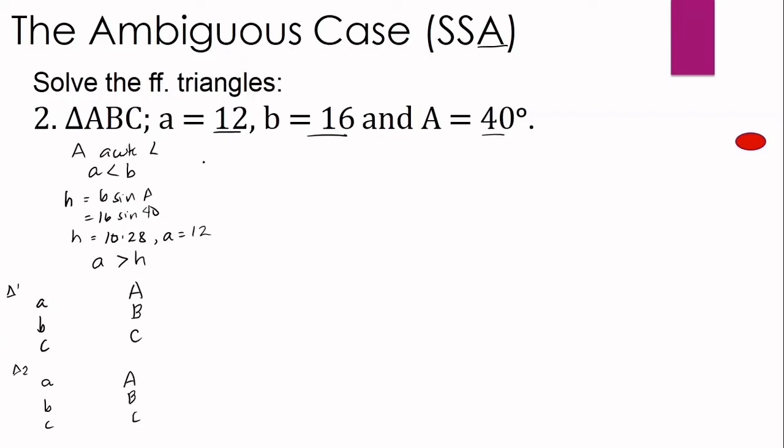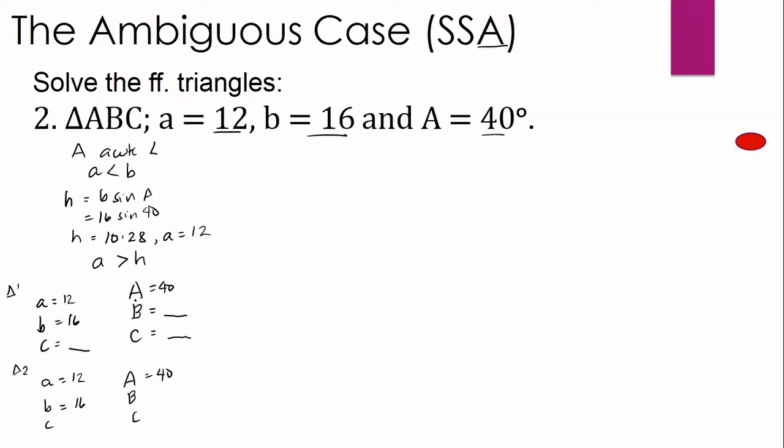Ang given natin is a, which is 12, of course. b is 16. Ganun din sa kabila. Siyempre, a is 12 and b is 16. Then given is angle A, which is 40. So we have here angle A is 40. So, dalawang isosolve natin. Hahanapin natin dito ang c, hahanapin natin dito ang angle B, and then hahanapin din natin ang angle C. Again, this is SSA. So, we are going to use law of sine.